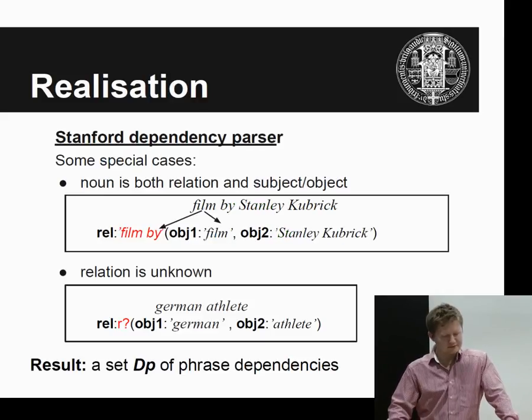Then there are some special cases by Stanford dependency parser. It can be that a noun describes at the same time noun and relation, subject and the relation, like here, film by. It's actually something like relation directed, and also it must be also one of the objects.